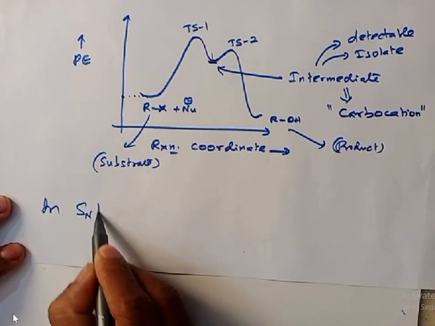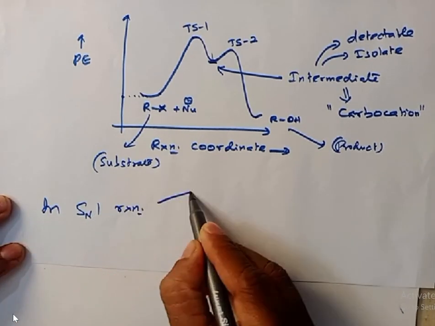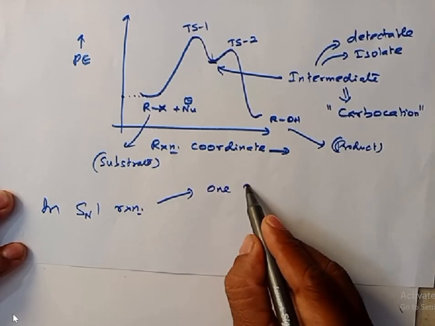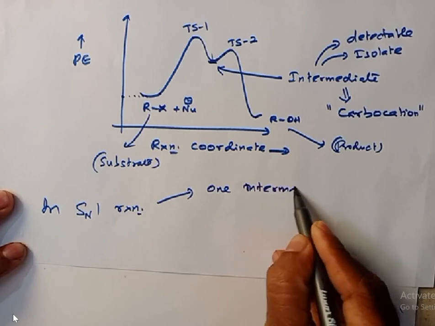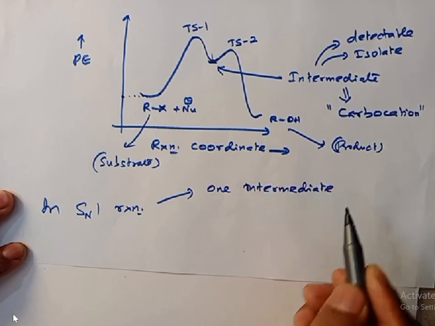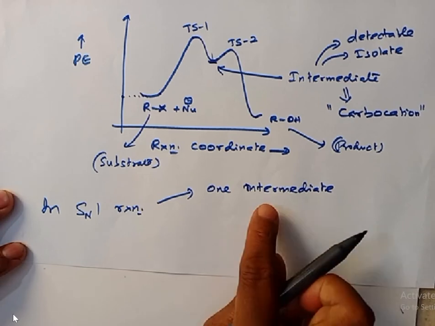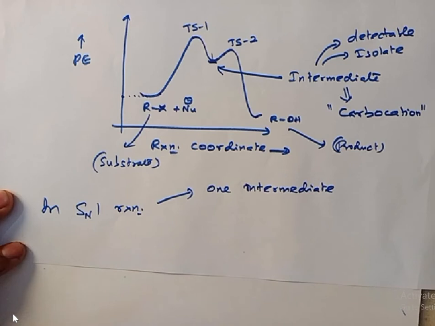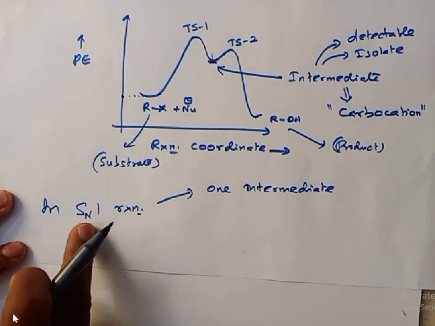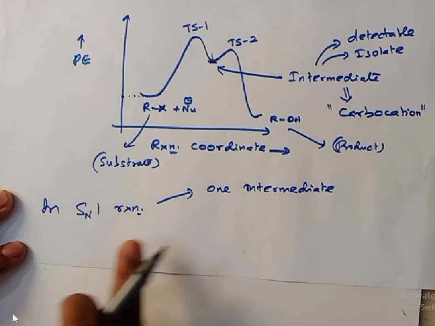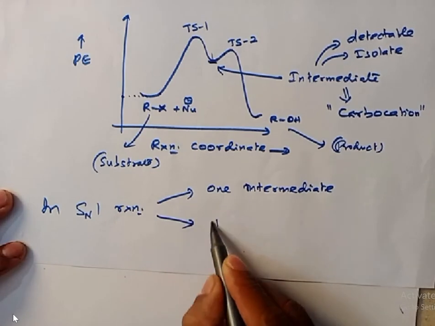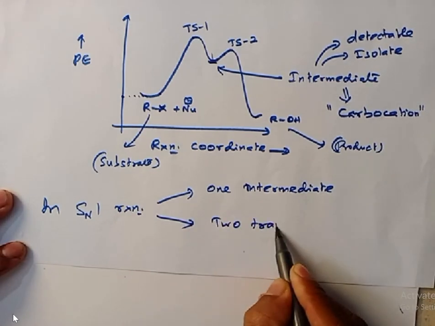In the SN1 reaction we have one intermediate. Students, observe this carefully. It is not necessary that only one intermediate should form in a reaction. In some reactions you may get two intermediates, you may get three intermediates, it depends. But in the SN1 reaction we get one intermediate and two transition states.